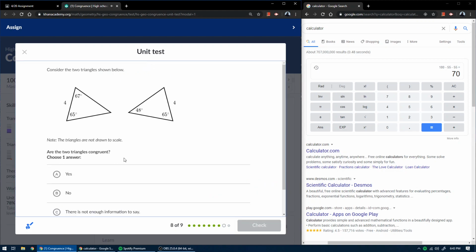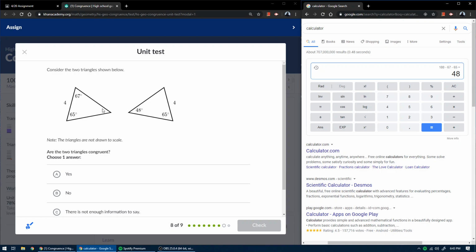Are they congruent? I think so. So what I'm looking for here is that I see these angles are not the same. But it looks like this might be 48, right? So what's 180 minus 67 minus 65? That's 48. Is this 48? It is, right? So this is 48, because that matches with that. This is 48. So they are similar.